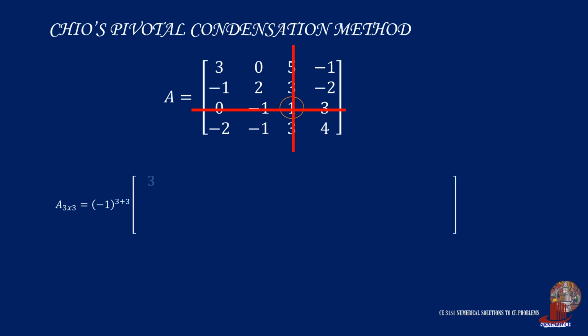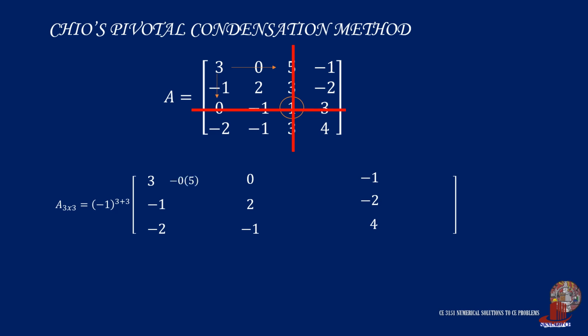The first column has 3, -1, and -2. The second column has 0, 2, and -1. Then the third column contains -1, -2, and 4. The next step is to subtract pivot elements. How do we look for them? Say we are to subtract the pivots on element A11. The vertical pivot element is 0, and the horizontal pivot element is 5.